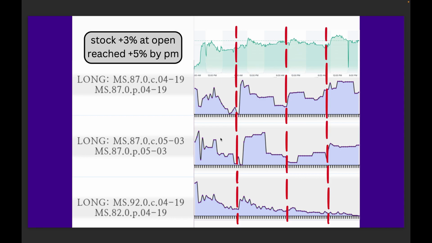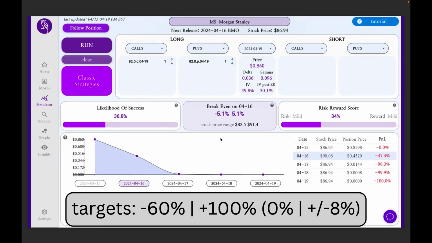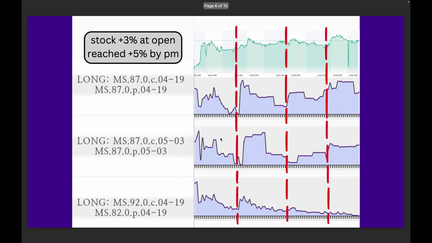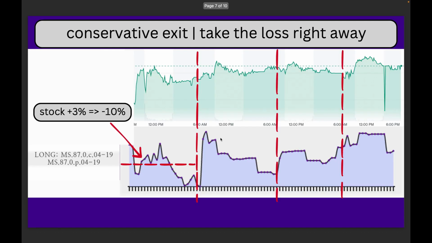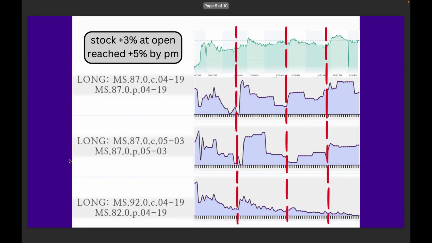Okay, now how do we exit, or how do we apply our calibration and our preparation? Once we've set these targets and done the research to benchmark against realistic moves, the exit approach is actually quite straightforward. So let's take the first scenario where we say we are very conservative, and let's look as usual at the classic closest expiration straddle, 87 call and put. Remember, this was a target position with a minus 30% to plus 50% expected return.